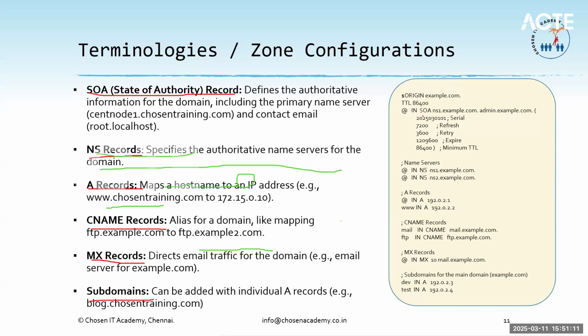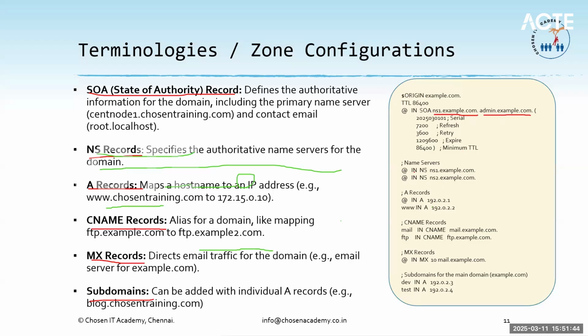Here we have given ns1.example.com. That's the authoritative domain name that is mentioned here, and admin.example.com is the contact email. This is the contact email that we have to specify for this specific website or server for this domain name. The remaining configuration I kept as default.